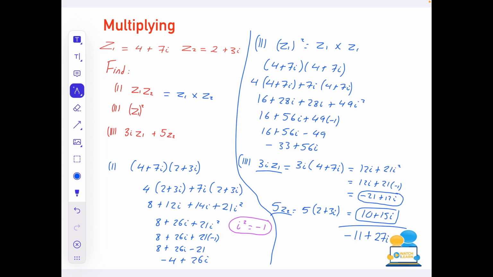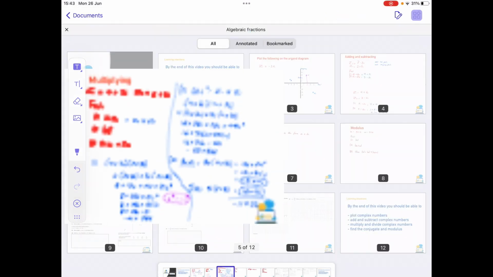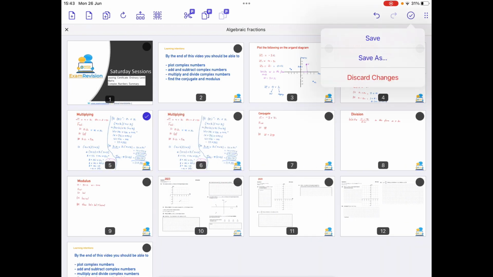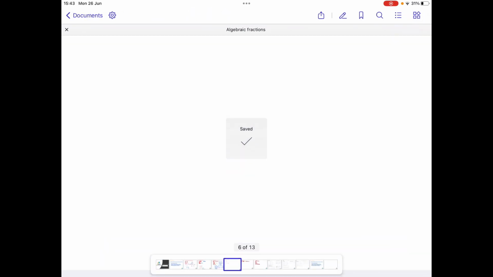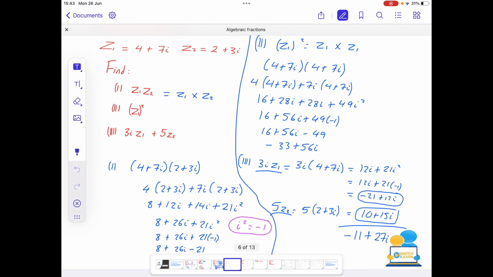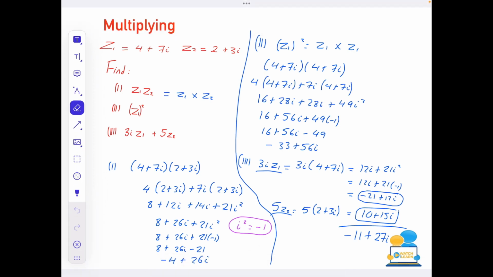Okay, so what we're going to do, if you're not finished writing any of that down, pause the video. I'm just going to change the numbers and ask you to do just a straightforward multiplying again. Because multiplying is going to be the most important skill once we get on to division in the next couple of slides.